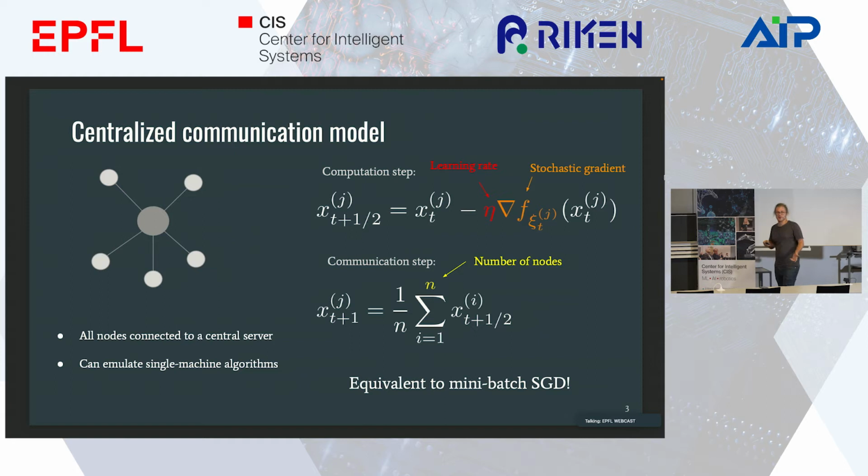And so in a centralized communication model, like if they had access to a global server, then they could just perform some kind of global average and emulate single machine algorithms, and it would go like this. First they would all do a computation step, apply a gradient on their own data, and then they would do a global communication step. In this case, it's just averaging with everyone. And this corresponds to the mini-batch SGD algorithm because it's equivalent to using a batch of size n. So that's the baseline if you have access to a central server.